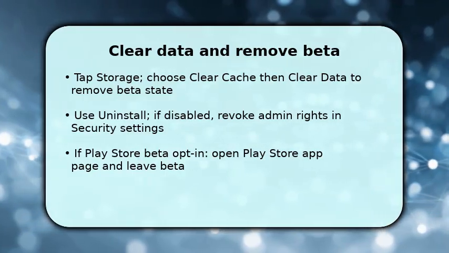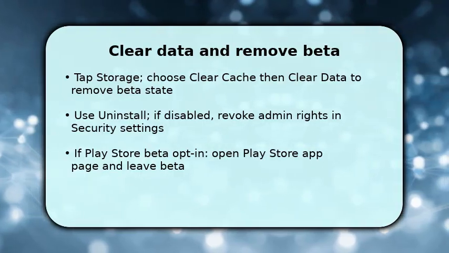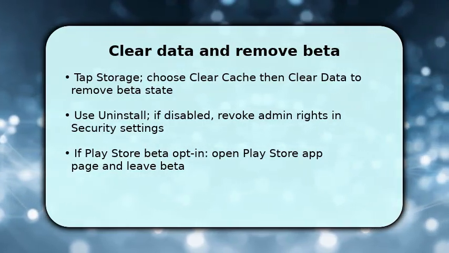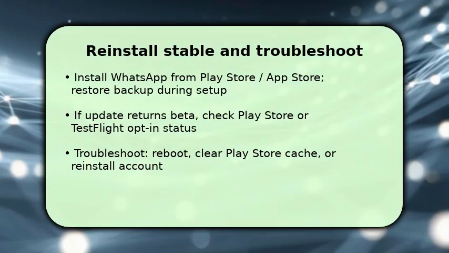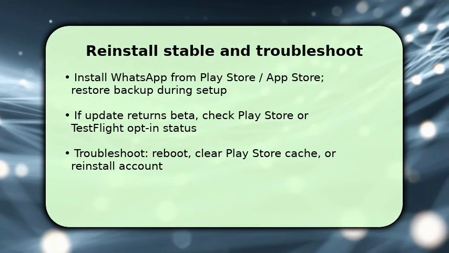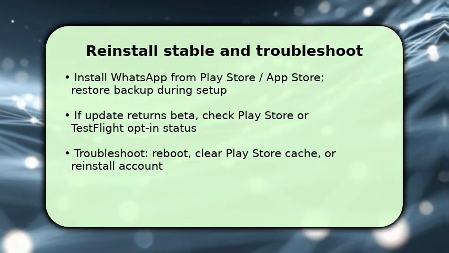Once uninstalled, open the Play Store page and leave the beta program so a fresh install will pull the stable release. These steps remove traces of beta registration and files. You now reinstall WhatsApp from the official store and proceed through setup. When prompted, restore your backup so messages return.